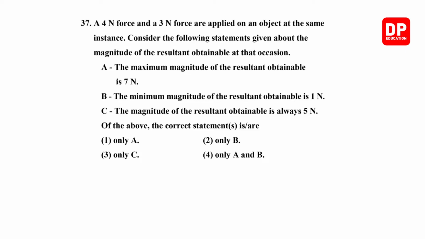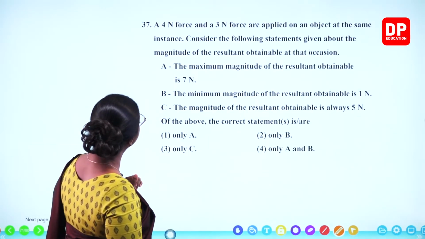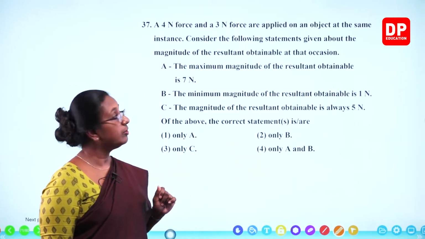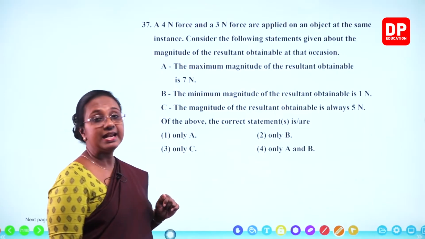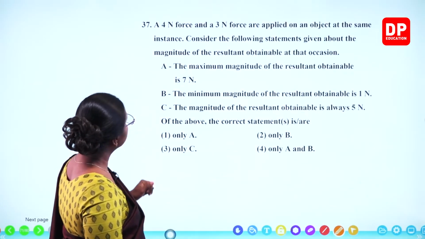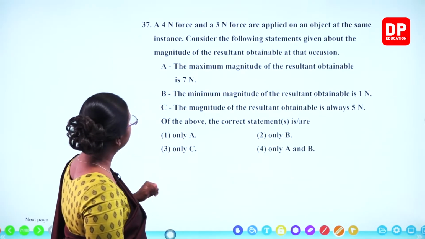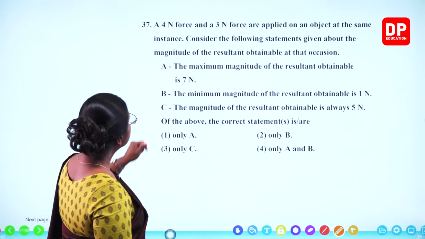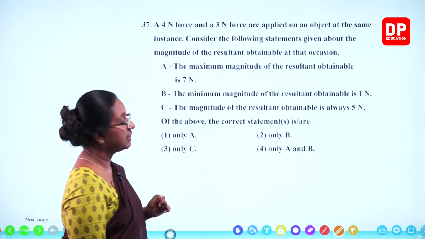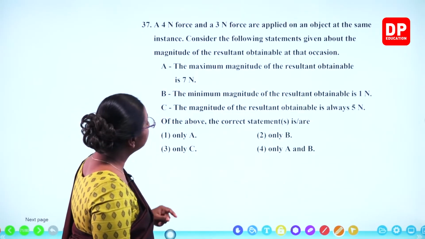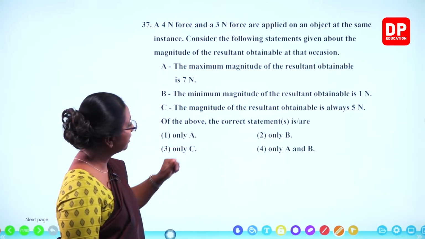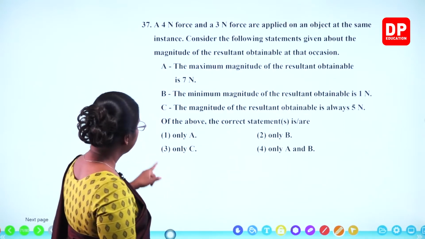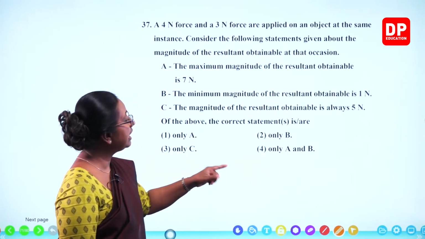37. A 4 Newton force and a 3 Newton force are applied on an object at the same instant. Consider the following statements given about the magnitude of the resultant obtainable at that occasion. A. The maximum magnitude of the resultant obtainable is 7 Newton. B. The minimum magnitude of the resultant obtainable is 1 Newton. C. The magnitude of the resultant obtainable is always 5 Newton. Of the above, the correct statement or statements is are: only A, only B, only C, only A and B.